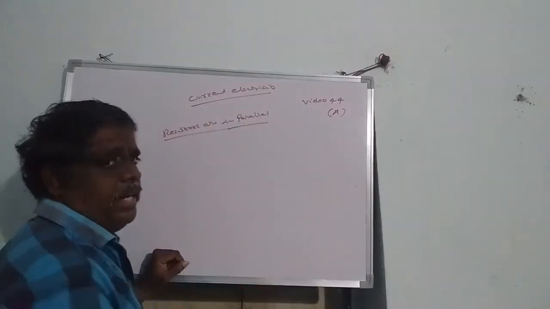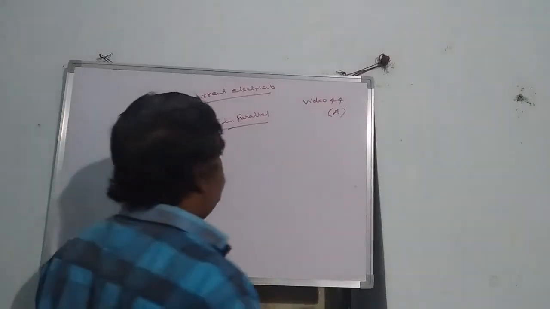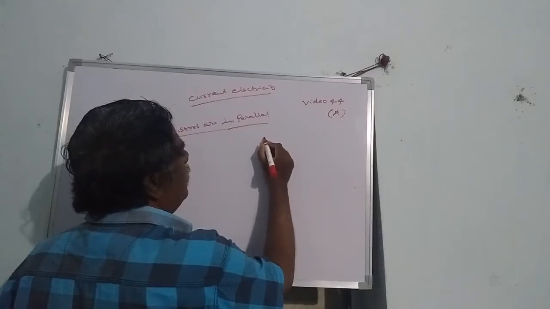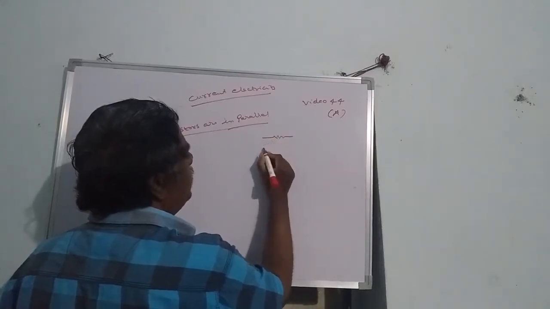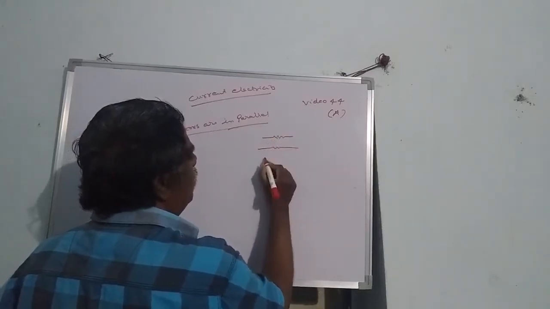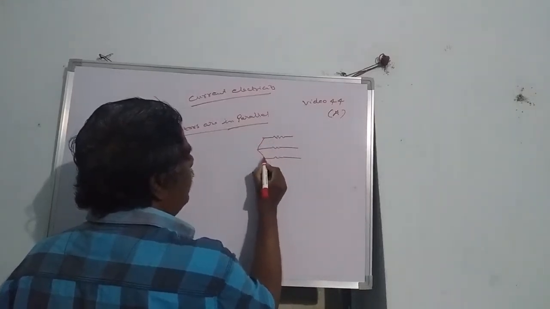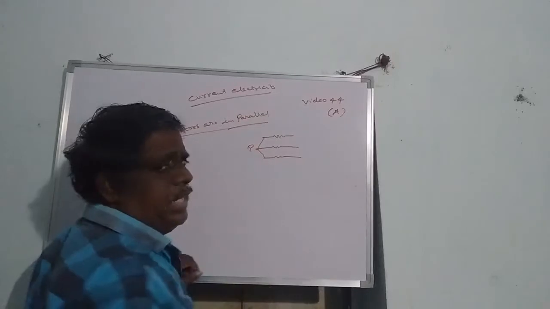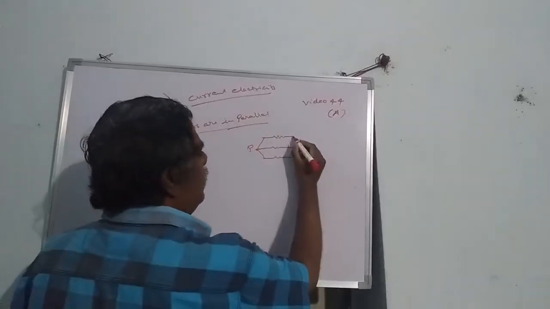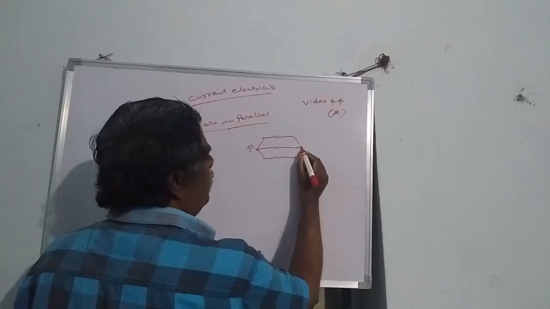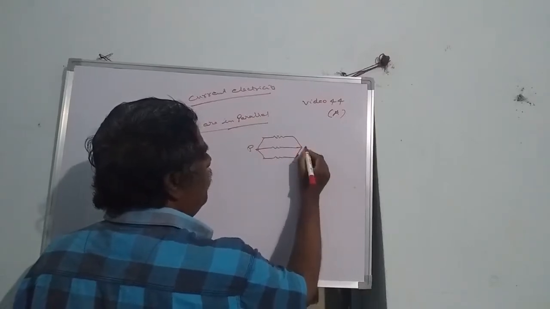How are resistors connected in parallel? What happens if resistors are connected in parallel? Take 3 resistors of equal resistance. All these first ends are connected to one single common point, let us say P, and all the second ends are connected to another single common point, here Q.